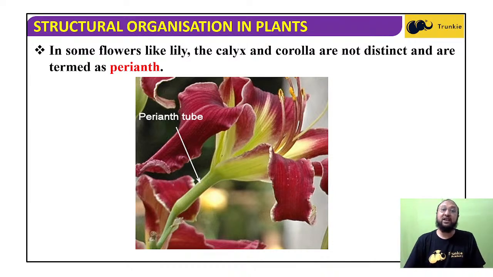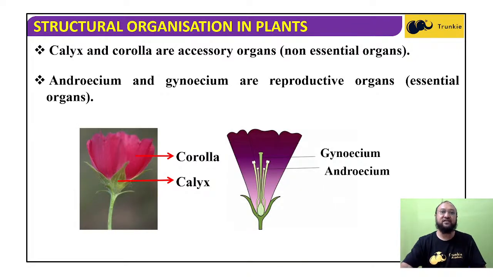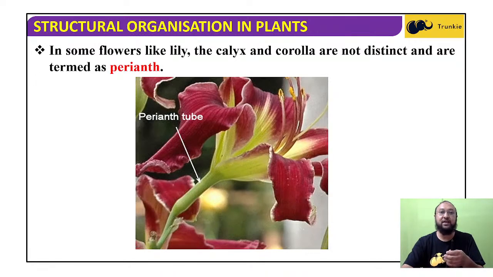In some flowers like lily, monocotyledons, the calyx and the corolla are not distinct and are termed as perianth. So what happens? You can see here, earlier when we saw this diagram, calyx is distinct. That means the sepals are distinct, not attached, not fused with the corolla or the petals. But in case of some plants like lily, here we can say the calyx or the sepals is fused. It is continuous with the petals. Okay, you cannot differentiate. It's called perianth.